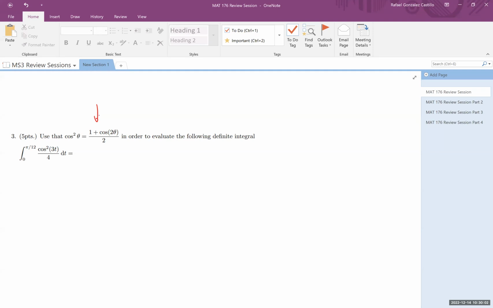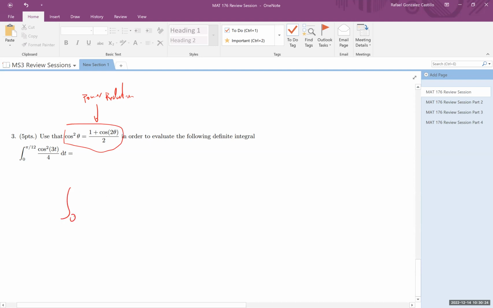Now, in this problem, we're given some information. This is actually the power reducing formula for cosine. So this is power reduction, which you should have learned in trigonometry. But you're given this in the problem, so you don't have to memorize this, which is a good thing.